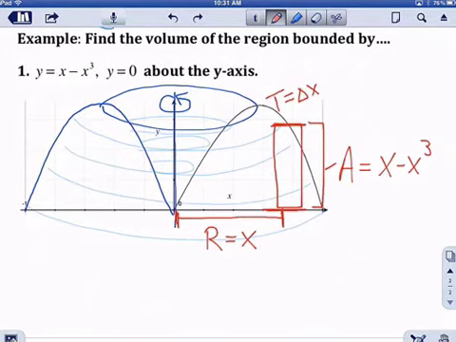And the last thing we need to find is our limits of integration. So you can see we're going from here, x equals 0, all the way up to here, and where that intersects is x equals 1.